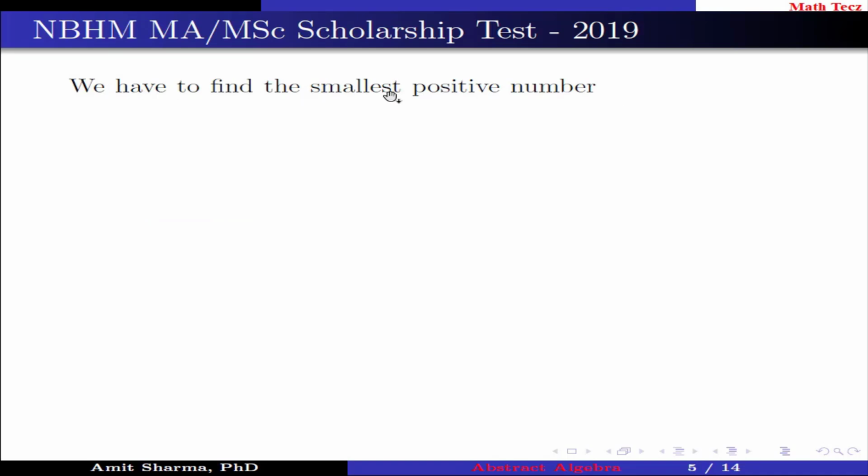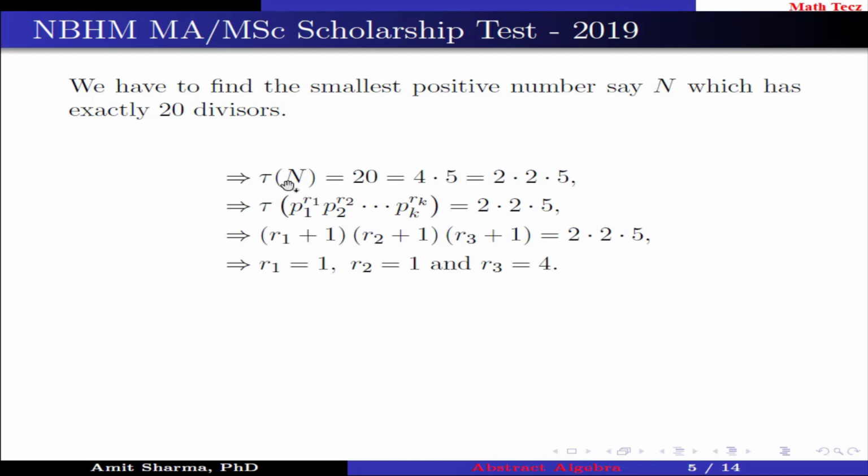We have to find the smallest positive number, say n, which has exactly 20 divisors, which implies tau of n equals 20, which can be written as 4 times 5, which can be further written as 2 times 2 times 5. Now we can write n as p1 to the power r1, p2 to the power r2, and so on, pk to the power rk. Now we have (r1 plus 1) times (r2 plus 1) times (r3 plus 1) equal to 2 times 2 times 5. Comparing these, we get r1 equal to 1, r2 equal to 1, and r3 equal to 4.